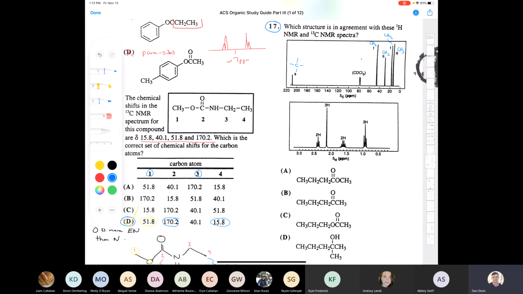Well, if we look at the possibilities, you can see that we have two methyls, two methylenes, and a carbon with no hydrogens attached in A. Two methyls, two methylenes, and a carbon with no hydrogens in B. Same thing in C. In D, we have 1, 2, 3 methyls, 2 methylenes, and a carbon with no hydrogens attached. Can't be D. We don't have enough methylene or methyls.